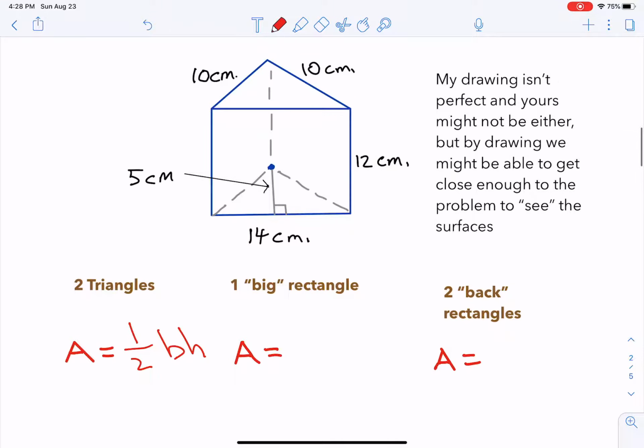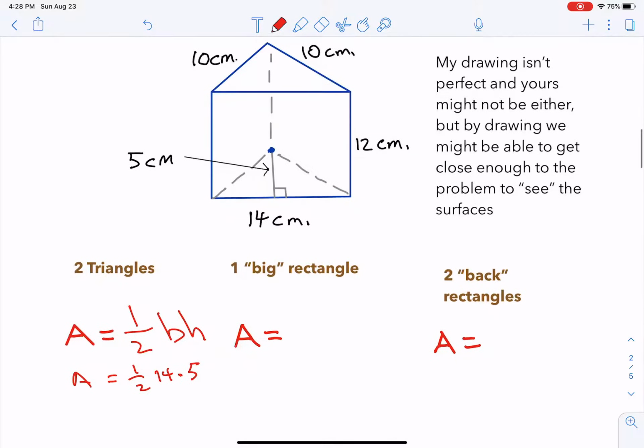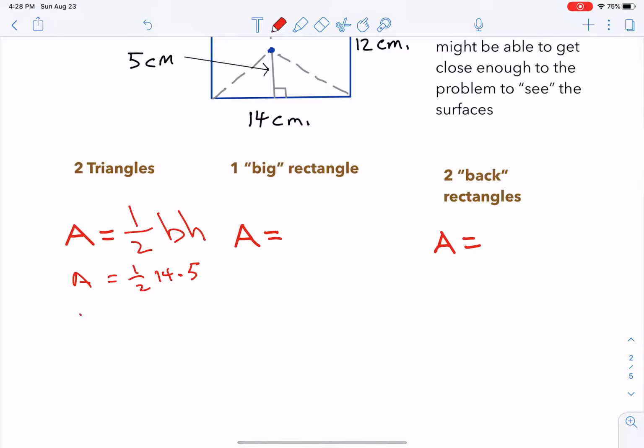The base here is 14, okay? And so we're going to take half of 14, and the height, you'll see with the arrow pointing here, is 5. A couple different ways to work with this, but I'm trying to kind of teach you some methods that are going to be helpful as you do more algebra. So I'm going to write this as 14 times 5 over 2.